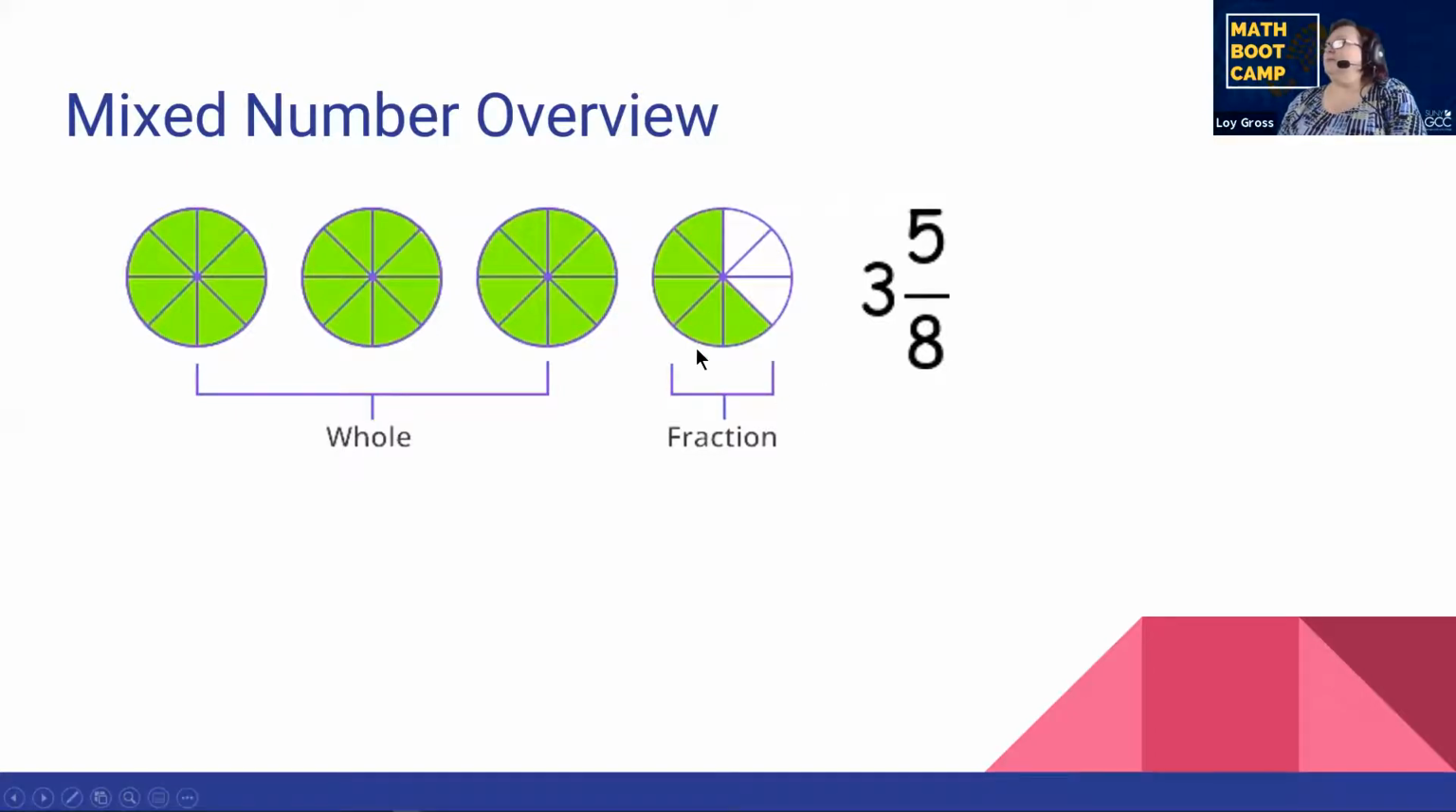Ooh, that would not be me. But there are 5 left. 5 pieces out of how many was in the original cake? 8. Well, that makes us a whole number, 3 and 5 out of 8. And that's all that a mixed number really is.